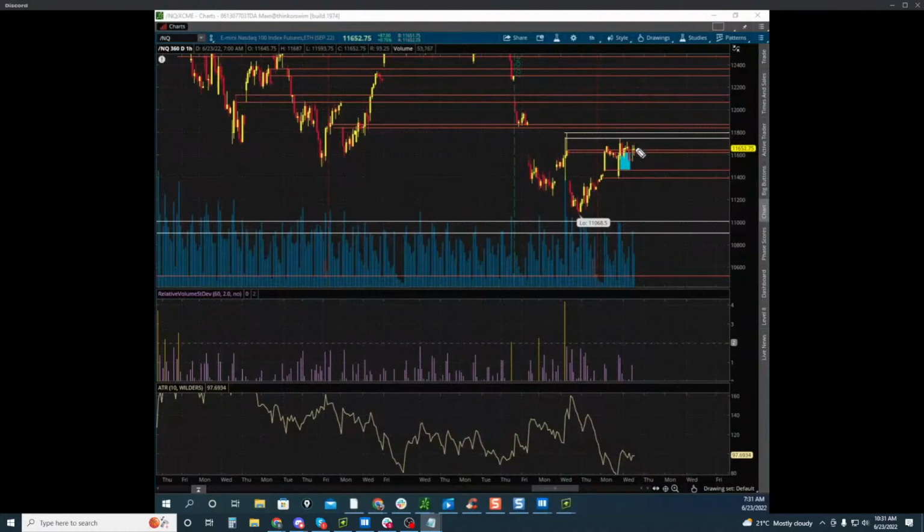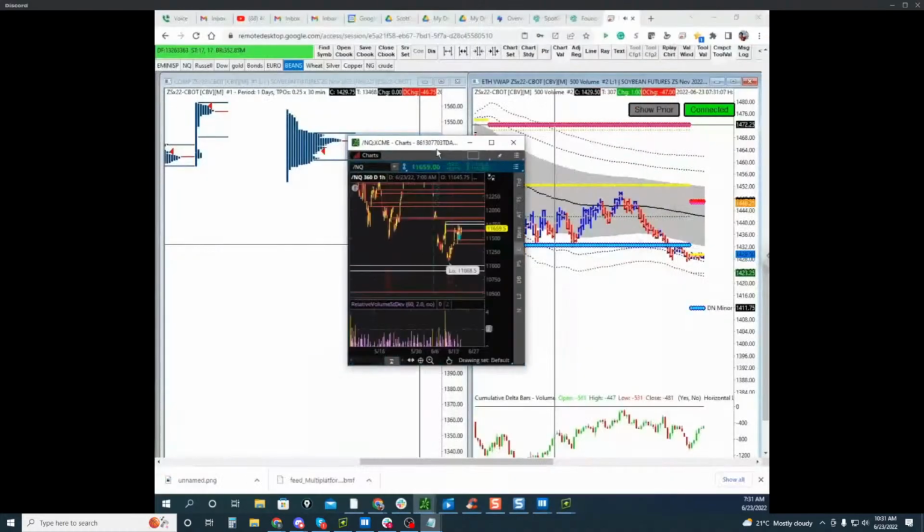So first things first, this thing's just balancing right here. You can feel the breath holding, but I'm telling you, you're going to see some major moves here, and in a lot of these markets today would be my guess.